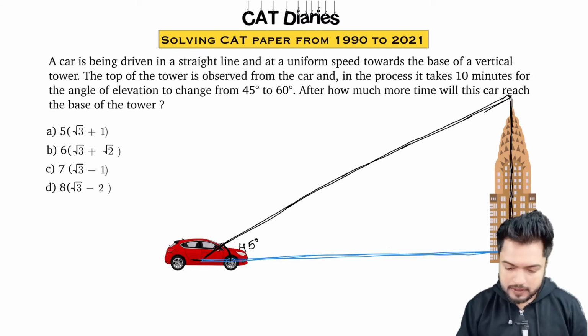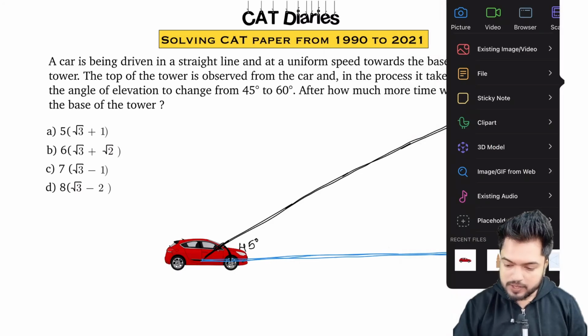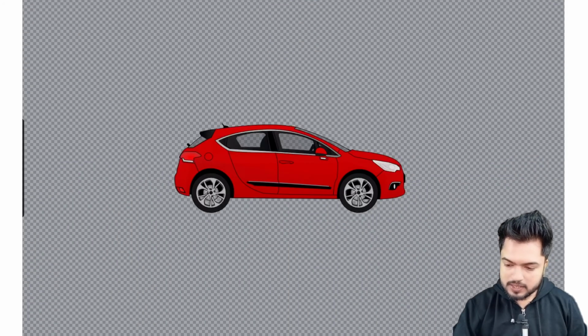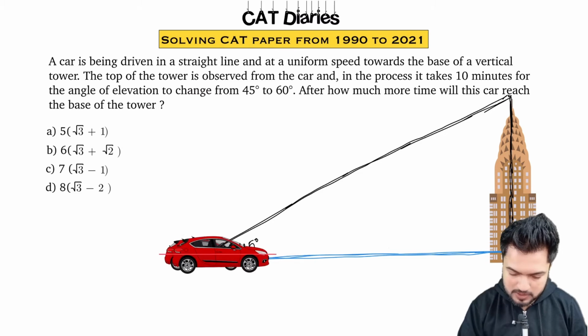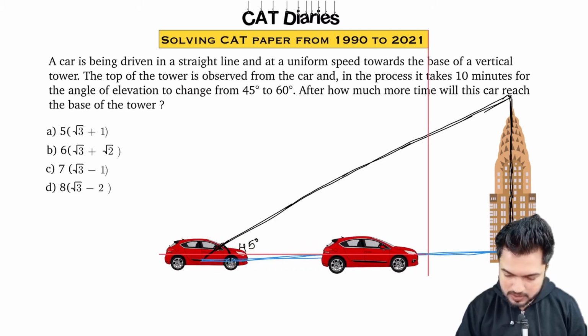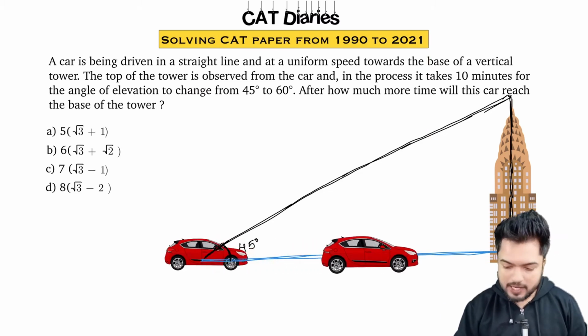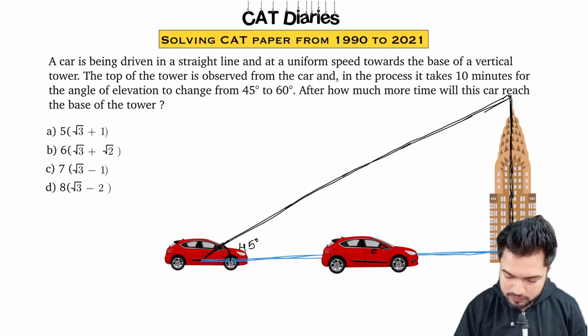Now what? In the process, it takes 10 minutes for the angle of elevation to change from 45 degrees to 60 degrees. Okay, now what is happening? The car is again moving. Okay, so let me take one more car here, which would be this. So this car only, it has moved here. So imagine this car only, it has moved here. Now the angle of elevation is what? Now if you can see from the tower, the angle of elevation would change to 60 degrees. This is how it will happen.